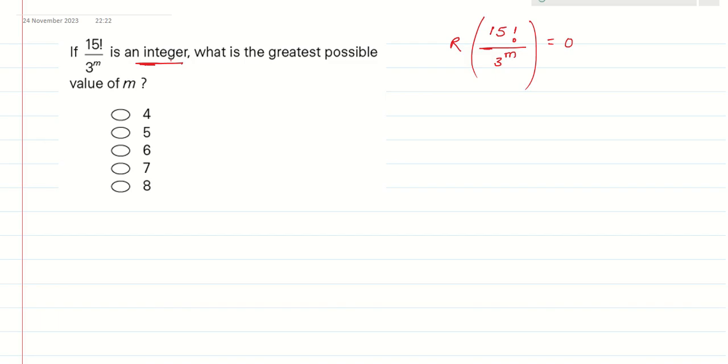No idea? I'll give you the hint. Look at this. Let's say 5 factorial, take 5 as it is simpler. 5 factorial divided by 3 power m. So what is the highest value of m so that it will get cancelled? There is no denominator, which means remainder is 0. Remainder is 0 means what?